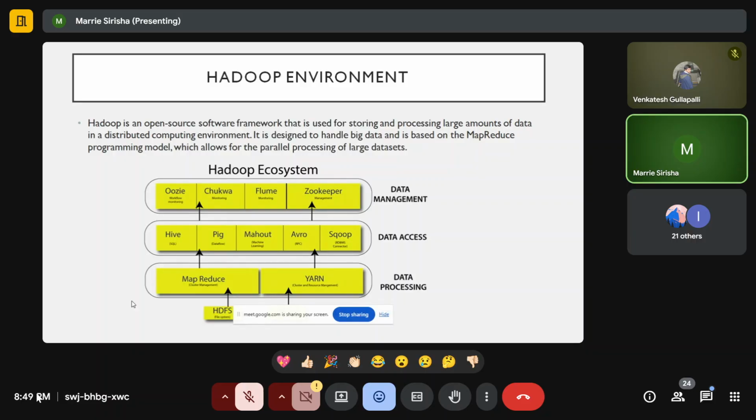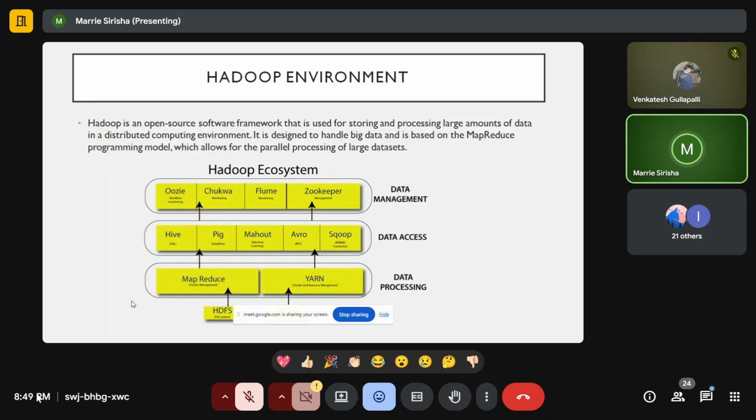In MapReduce, how am I storing the data? That is key value pairs. Key value pairs means, for example, if I have king, then he is a man. This is one key value pair. If I have queen, she is a woman. This is another key value pair. So I am transforming the data in MapReduce into key value pairs.